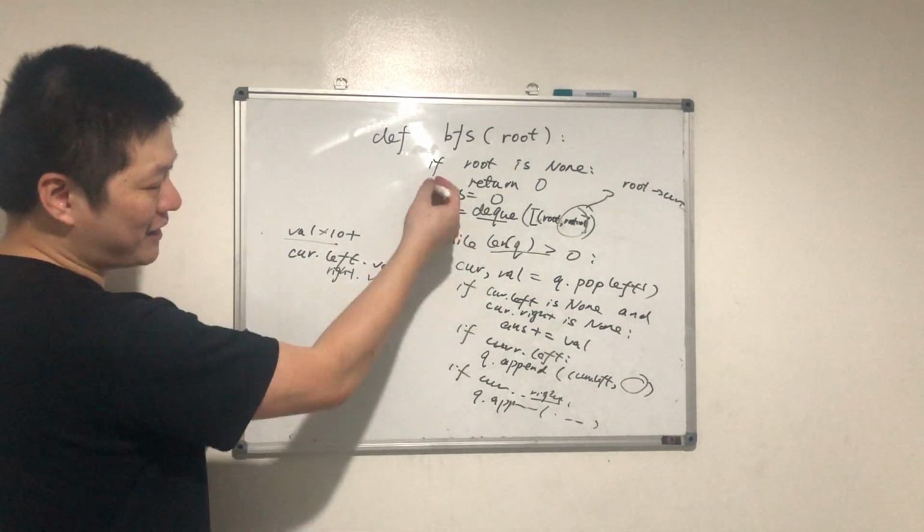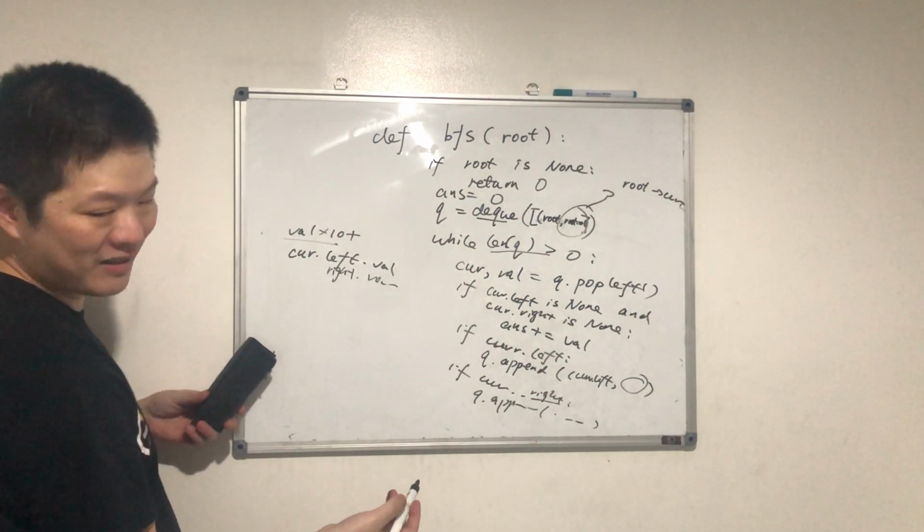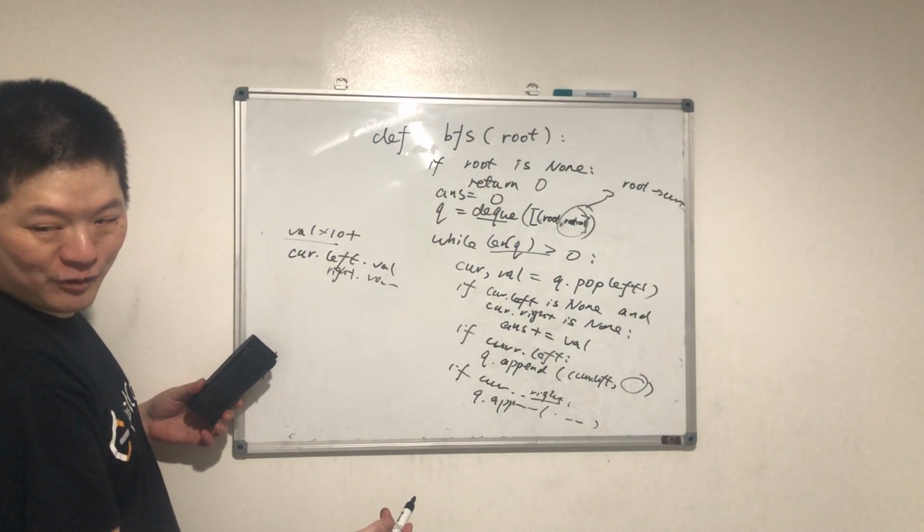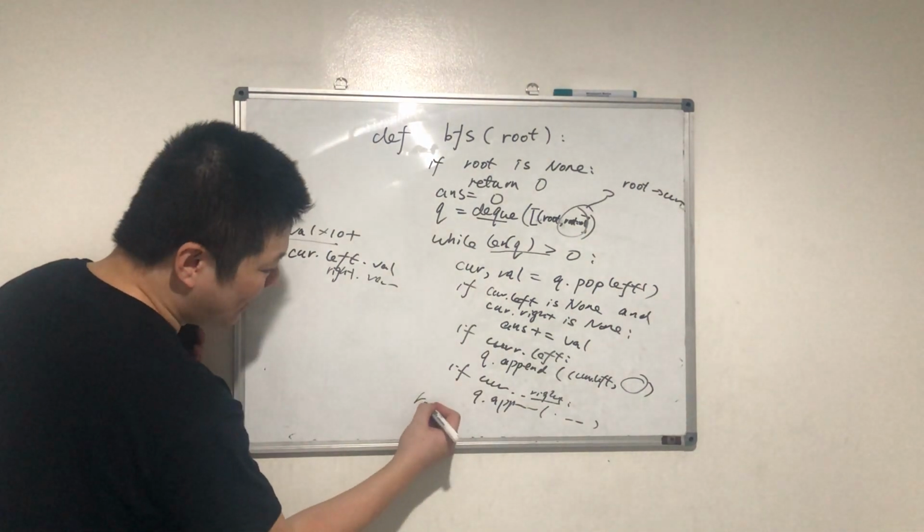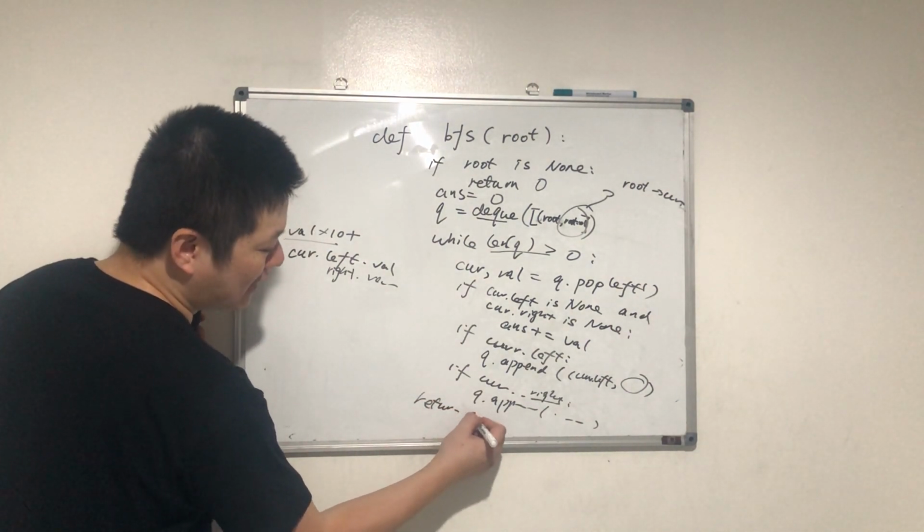Well, there's something missing in the code. So what should we do now? Return. Return what? Answer. Well done. Yeah, return answer.